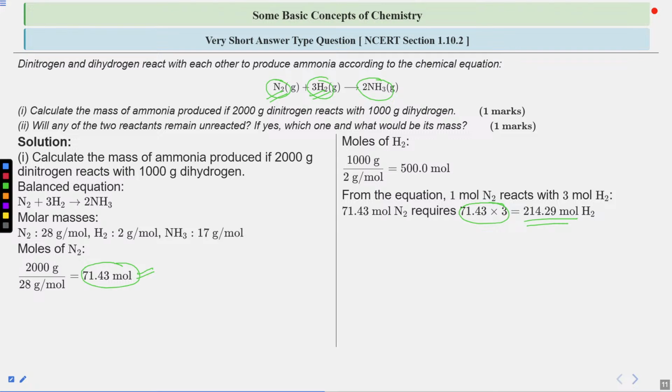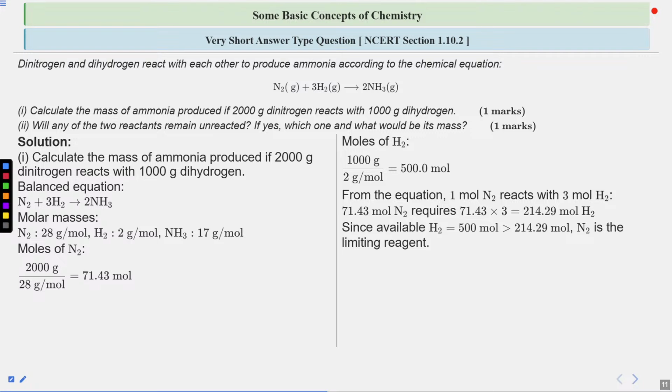Is this thing clear? Have you got my point? Yes. So N2 will be the limiting reagent. Very good. We can easily say it from here that we require 214.29 moles of hydrogen, but we have 500 moles of hydrogen.